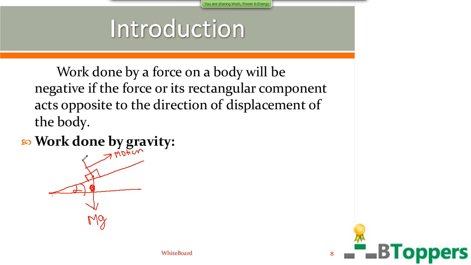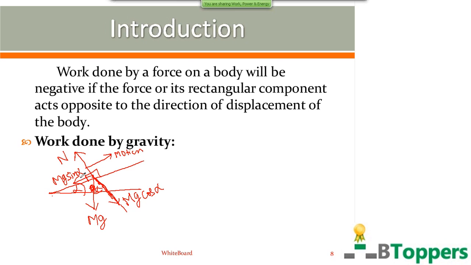The weight mg of the block acts vertically downwards. The normal reaction force on the block by the inclined surface acts perpendicular to the inclined surface and is directed away from it. The weight mg can be resolved into two rectangular components, parallel to and perpendicular to the displacement. The component mg cos alpha acts perpendicular to the displacement. The component mg sin alpha acts down the inclined plane, in the direction opposite to the displacement.